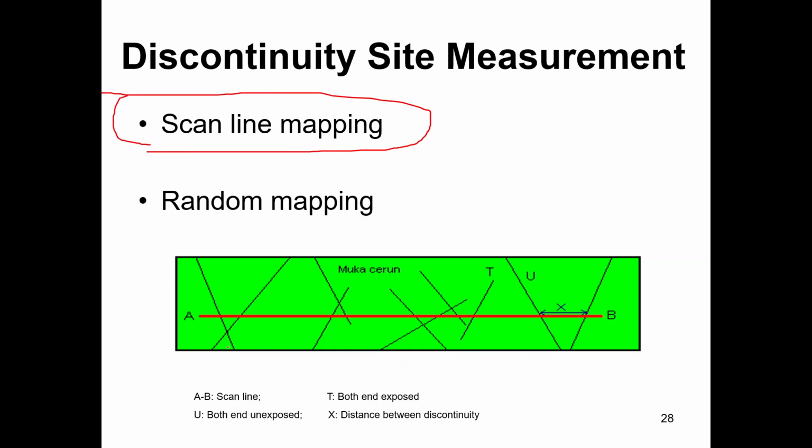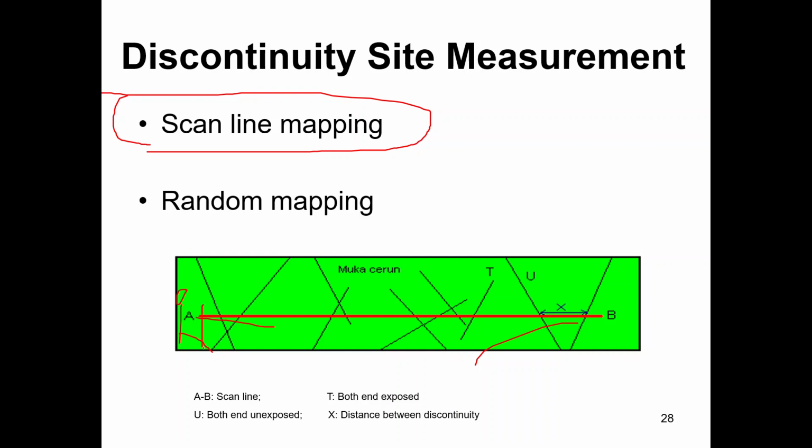Scan line mapping means, let's say we have a slope face here, whatever rock slope face here. Then we put one imaginary line, just an imaginary line. The red one is the imaginary line. So let's say you have it here.